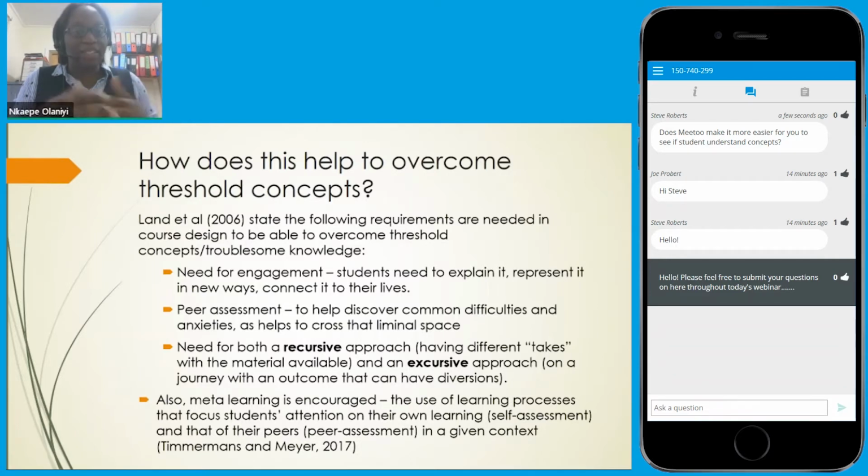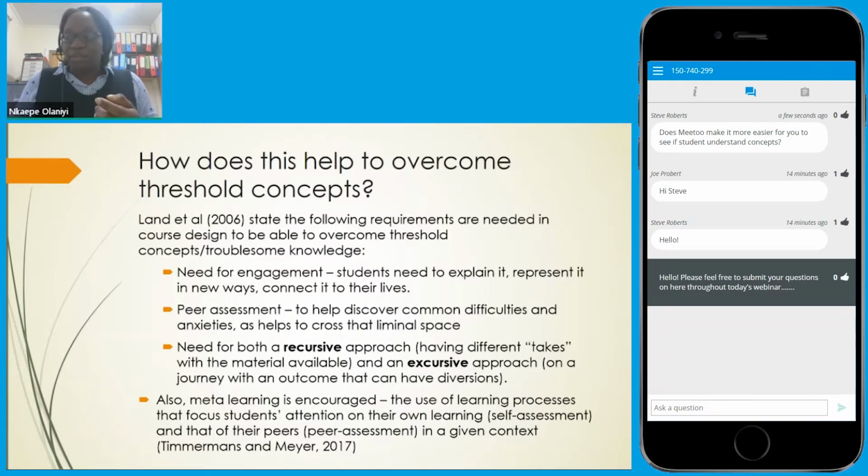So metalearning is also encouraged. That's the learning process that focuses their attention on their own learning. How well are they doing or not doing, and how does that compare to their peers, or can their peers actually help them in that context? So these are the things that I feel flip learning does help address when it comes to troublesome knowledge or threshold concepts.